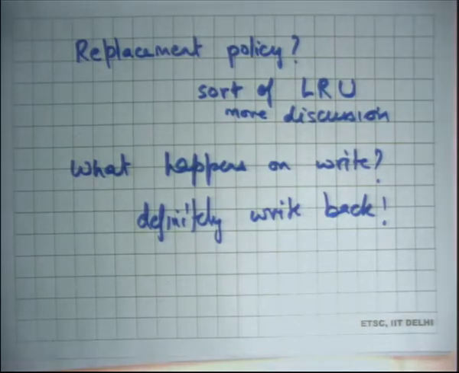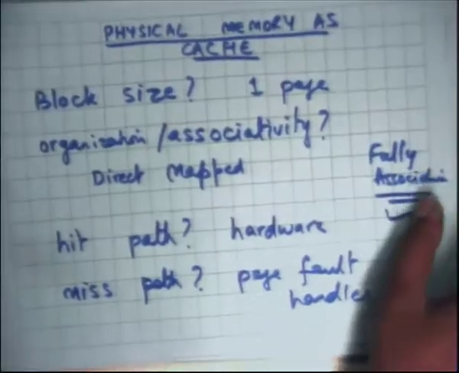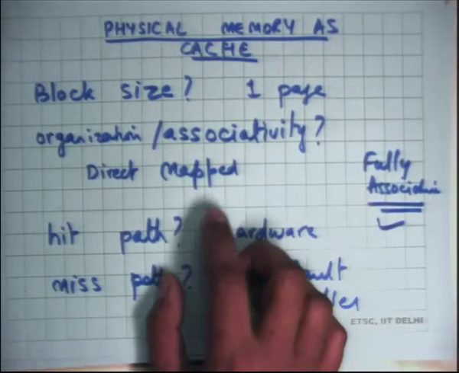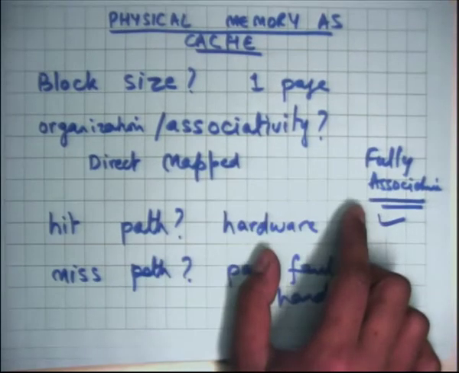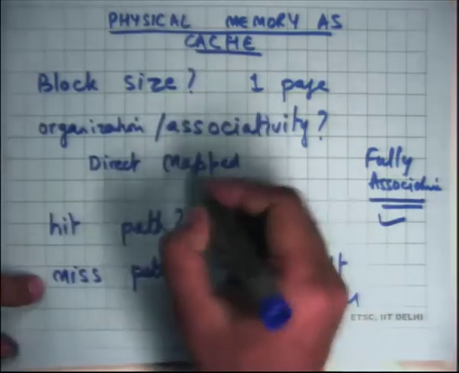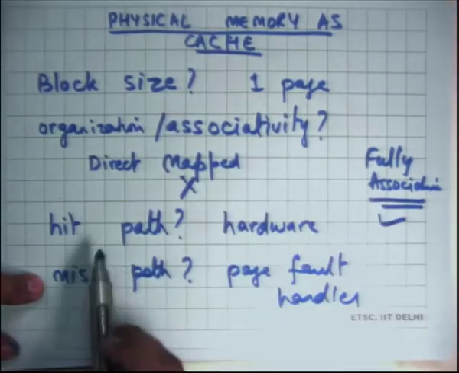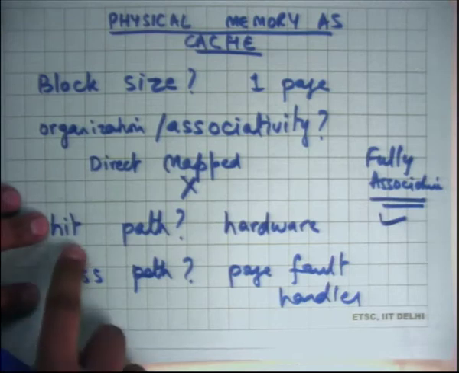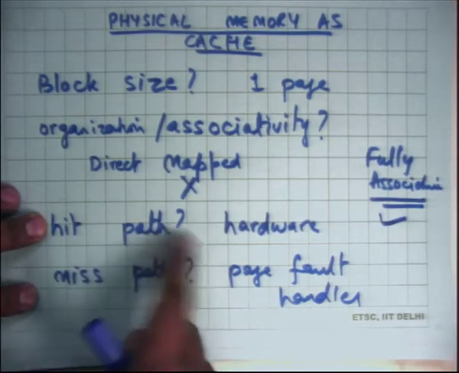So let's see how the operating system implements this. Block size of 1 page is handled by the page table. Associativity is fully associative; this is handled in software by the page table handler. The hit path is hardware. But in the hit path, the hardware should also tell whether it was a hit or a miss.